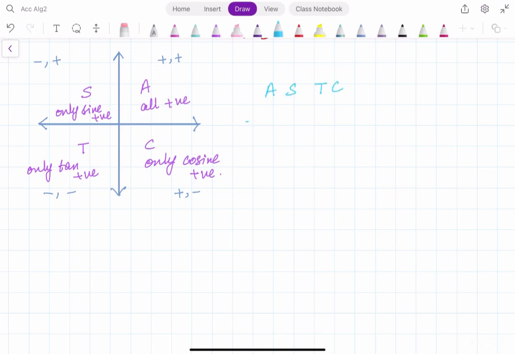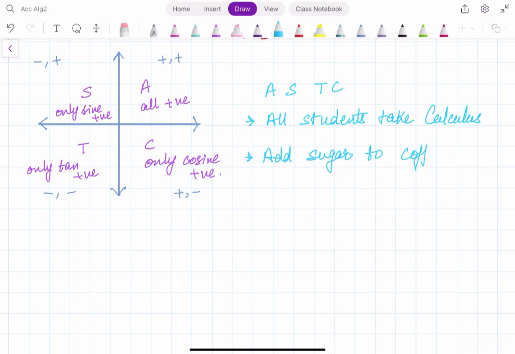ASTC can be remembered in two different ways. All students take calculus. That is one way of remembering this mnemonic. Or add sugar to coffee. So whatever works for you, you can go for it. But remember ASTC, and that will help you understand in which quadrant which trig ratio will be positive and which trig ratio will be negative.